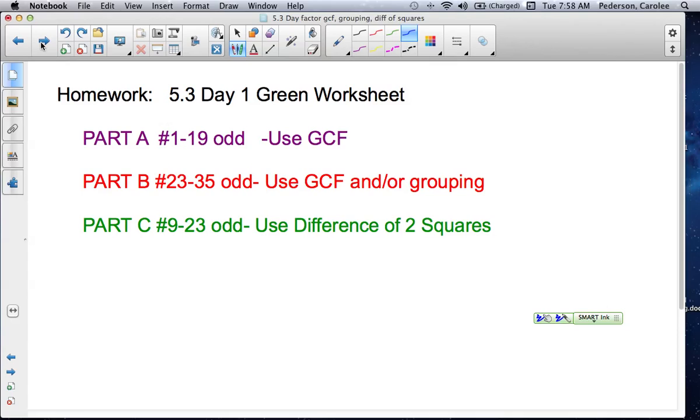Here's what we'll be working on tomorrow in class. I'll be passing out a green factoring worksheet. You don't need to write this down if you don't want to. We will be working on them in class. We're going to do part A on the worksheet, 1 through 19 odd. And I gave you the hint, we're just going to use the GCF method. Part B, 23 through 35 odd. We'll be using GCF and/or grouping. And then part C focuses on the difference of two squares.